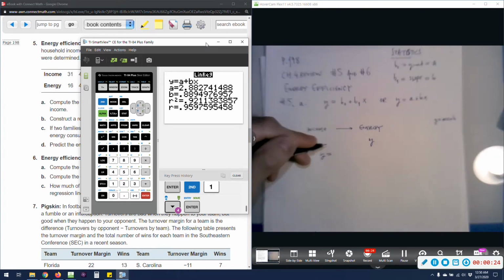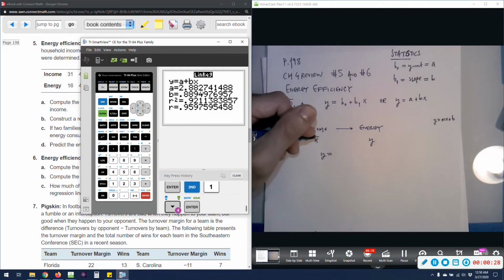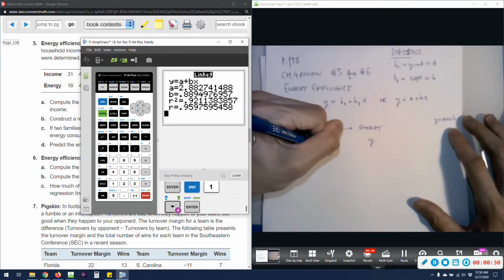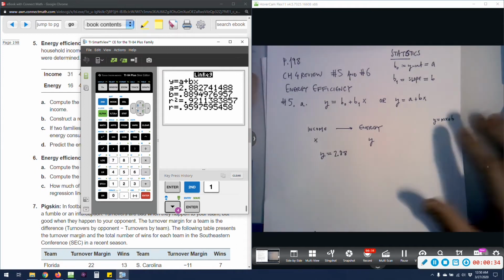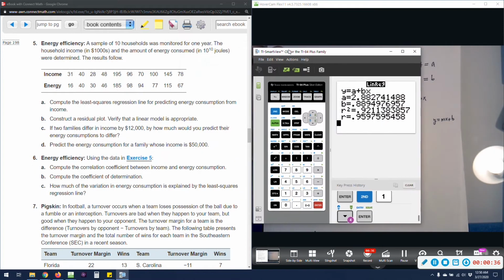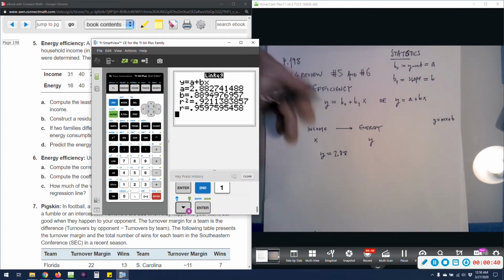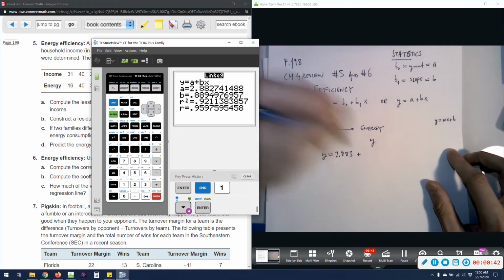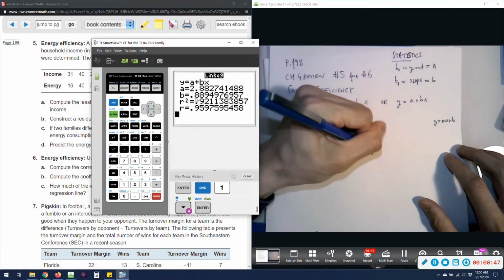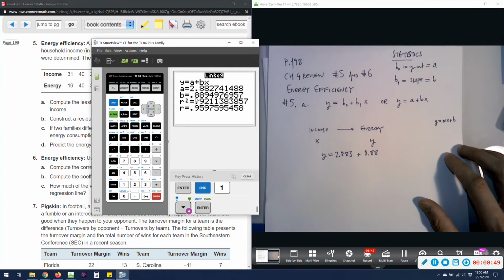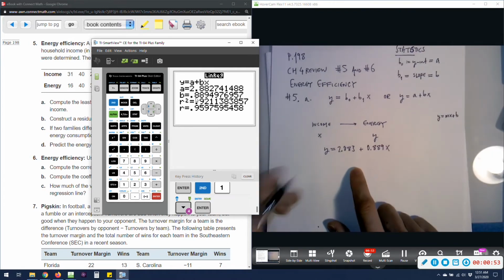At the end of the day, our regression line is just y equals a plus bx. The a is 2.882. Usually the convention is you take 3 decimal places, but follow whatever the book says. The book doesn't really say anything here, so I'll just take 3. So 2.882 plus bx, where b is 0.889, so 0.889x. And that's the regression line equation.